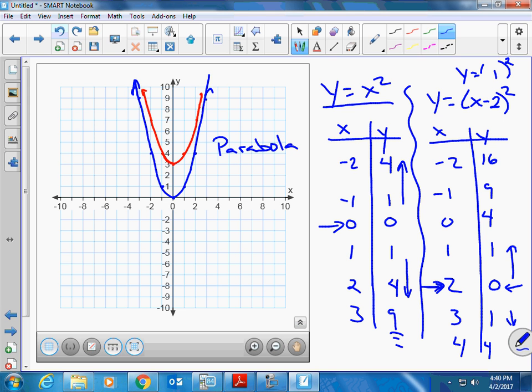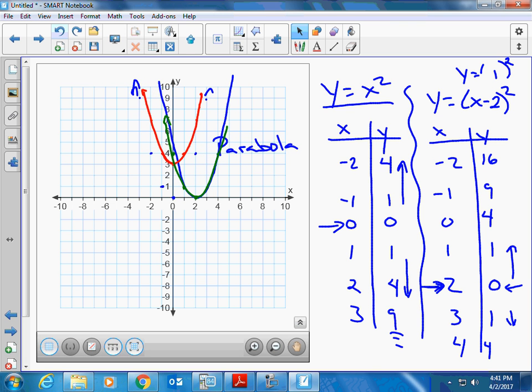So when x is 2 now, I'll do that in green. When x is 2, y is 0. When x is 1, y is 1. When x is 2, y is... sorry, I said that wrong. When x is 1, y is 1. When x is 3, y is 1. When x is 4, y is 4. When x is 0, y is 4. Notice it's the same shape as before. It's just like that blue graph, but it's that blue graph now shifted to the right, sorry, right 2.